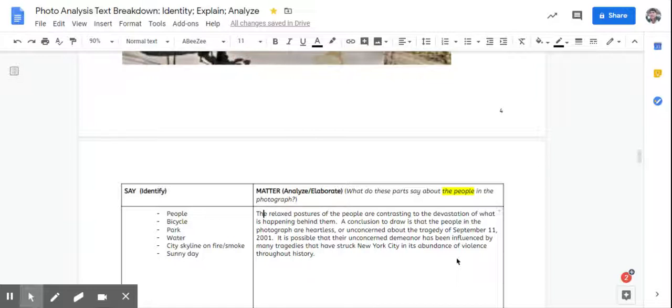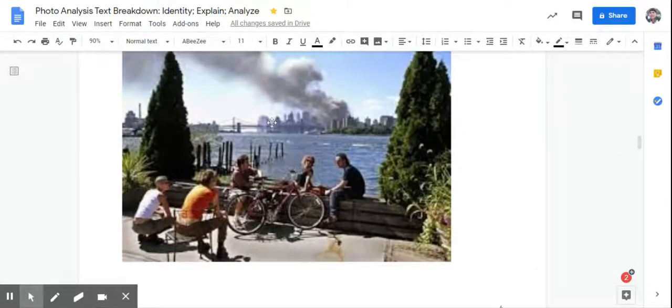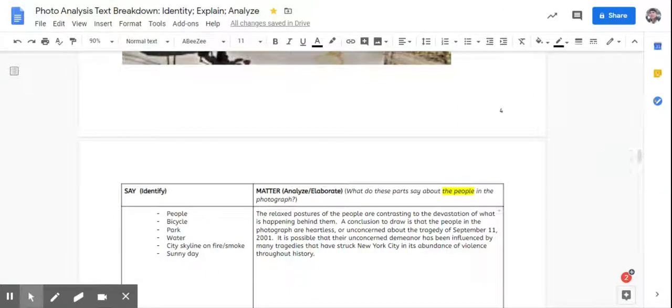But it's a great start because I'm taking the parts of the photograph, and what are those parts saying about the people, and focusing on the skyline, the attack, the explosion, the loss of lives. So that's the direction I'm heading in this particular analysis. Okay.